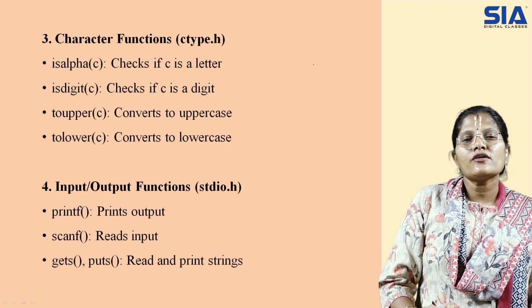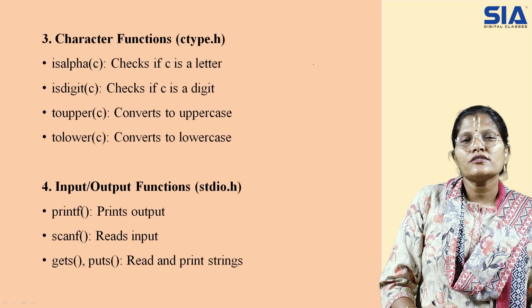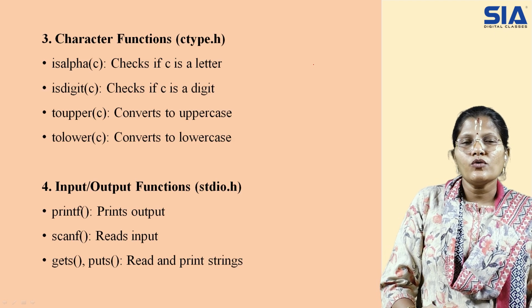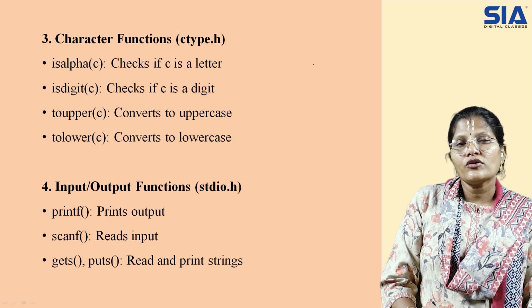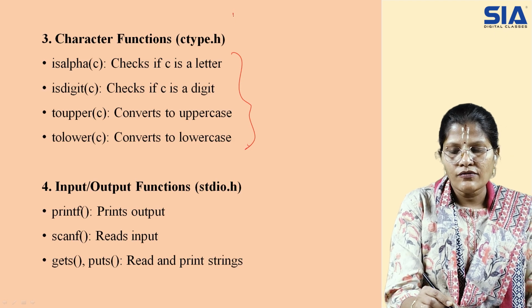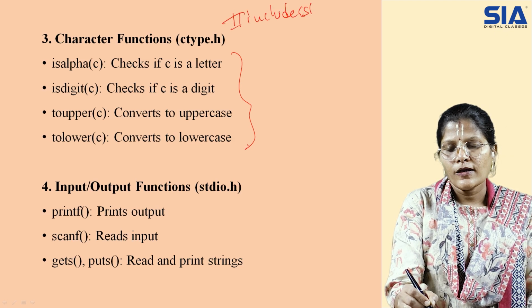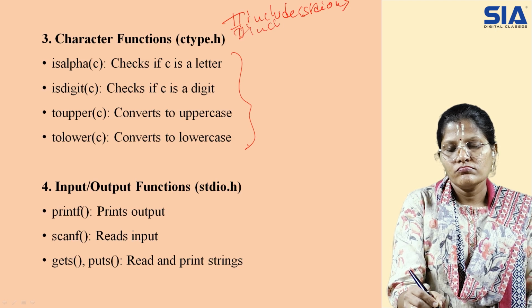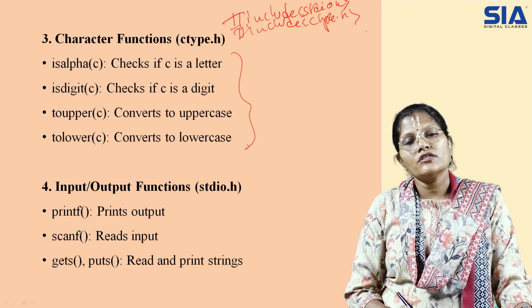It is nothing but we are checking whether a particular character is alphabetical or not, whether it is a digit or not, when you want to convert an uppercase to the lowercase, or when you want to convert a particular value to the lowercase, then these are the functions which you need to use. And the header file along with stdio.h, you have to include ctype.h. Okay, so these are the different character functions which are used.